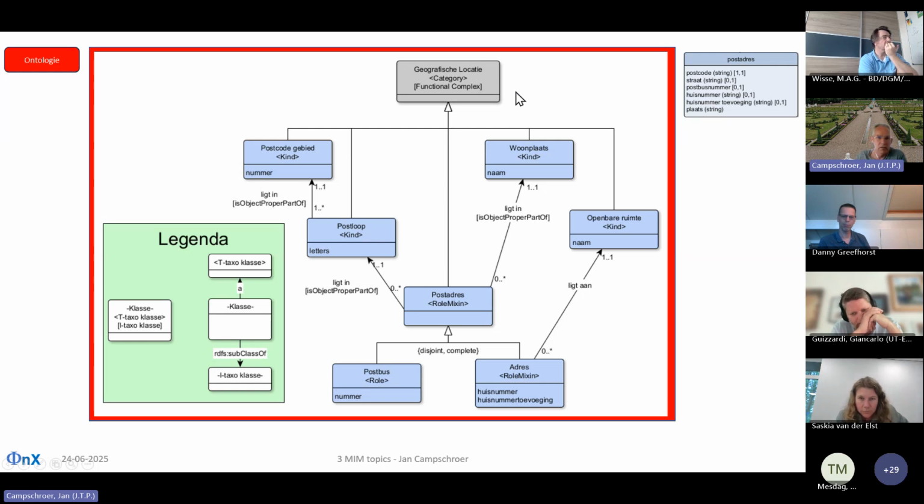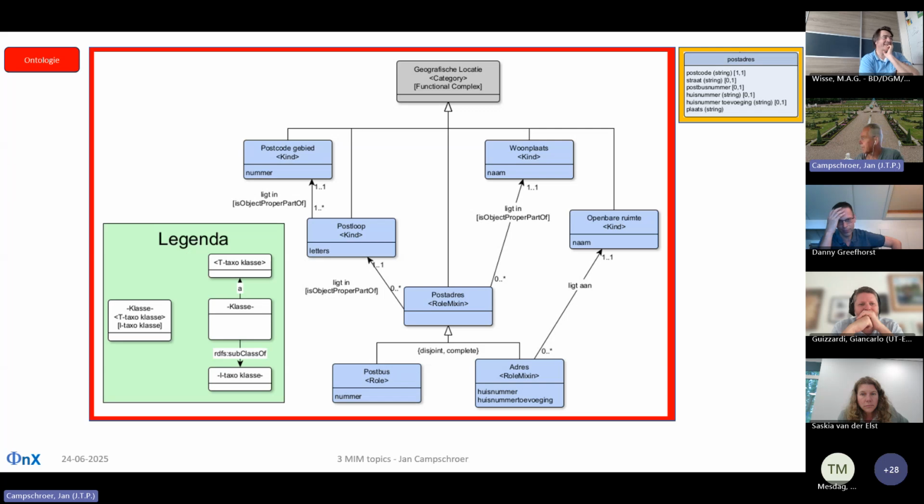Postadressen zijn natuurlijk geografische locaties. Uiteindelijk is dat of een postbus of een adres. Dat zijn echt 2 hele verschillende dingen. Van die adressen die liggen aan openbare ruimte en in woonplaatsen. Nou goed, dit geeft meer weer over hoe die werkelijkheid in elkaar zit en waar je daar tegenaan wil kijken.